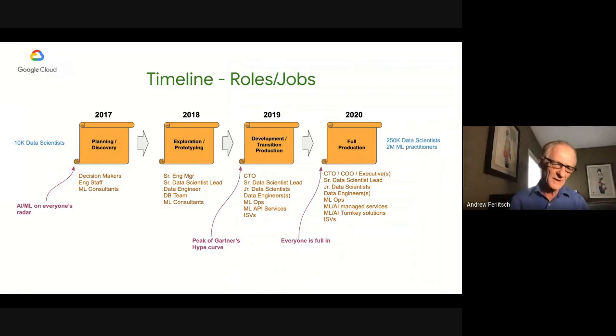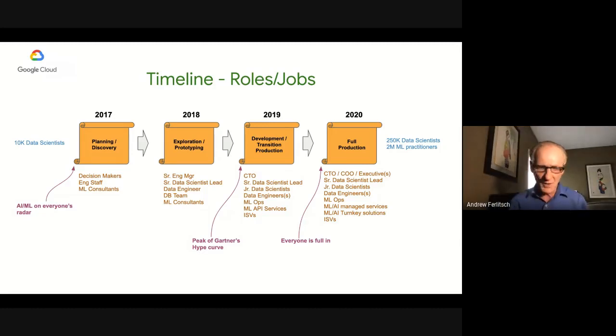Planning was like, how do I make AI work in my product? Where in my products can I use it? What kind of data do I need? Discovery is like learning what kind of people do I need? What kind of methodologies? What kind of technologies and all that. At the time, the principal roles involved were decision makers, engineering staff, and outside ML consultants who had existing expertise.